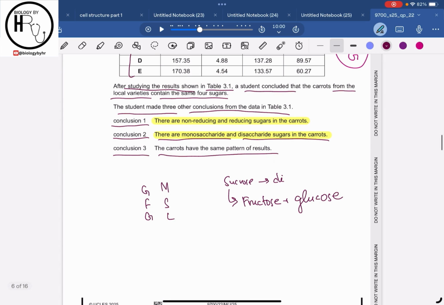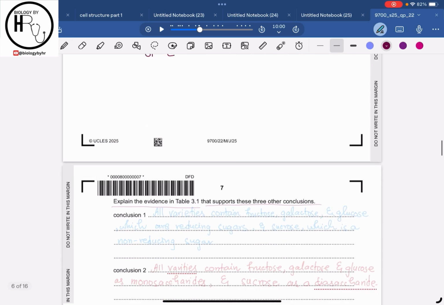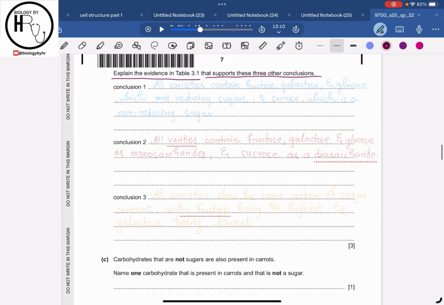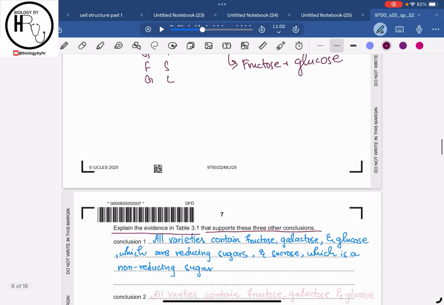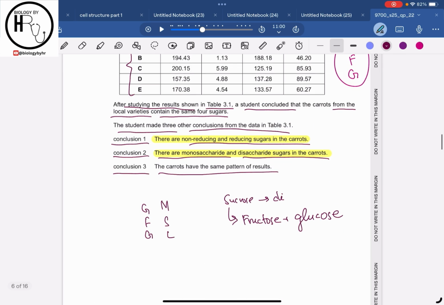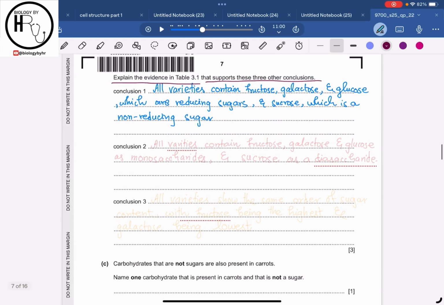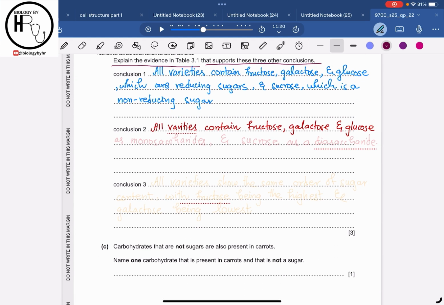So if conclusion 1 was that there are non-reducing and reducing sugars in the carrot, we can say that yes, all varieties contain fructose, glucose and galactose, which are the reducing sugars, and sucrose, which is a non-reducing sugar. Then conclusion 2 says that there are monosaccharides and disaccharides. So yes, all varieties contain fructose, galactose and glucose, which are the monosaccharides, and sucrose, which is a disaccharide. So this conclusion is also supported.